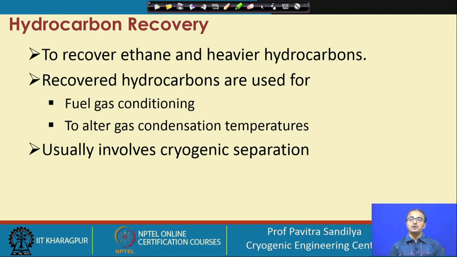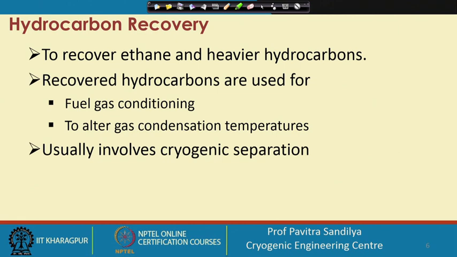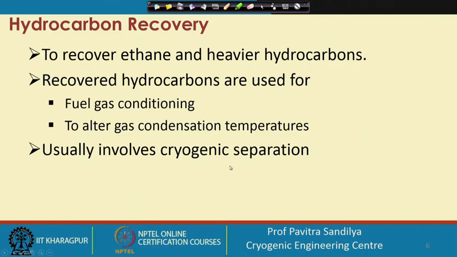So these bubble point, dew point, etc. are there, which tell us whether a gas will be condensing or not. So this temperature also depends on the composition of the natural gas. So we have to remove these hydrocarbons so that we can adjust the condensation temperature of the natural gas. And generally this kind of recovery process involves cryogenic separation.